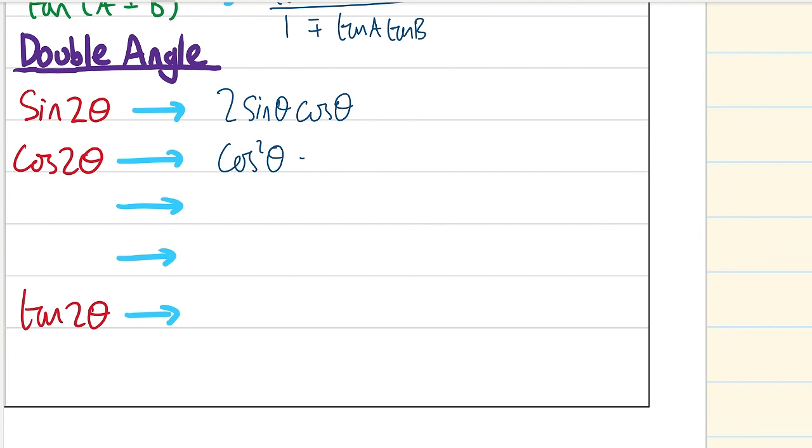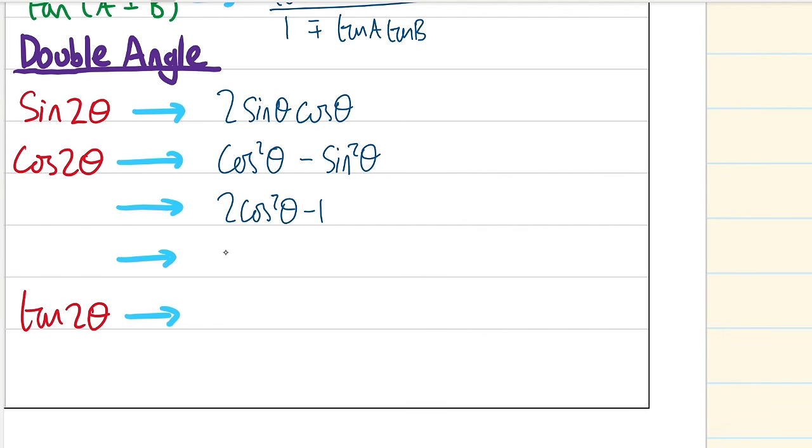uses. The first one is cos squared minus sine squared. We can rearrange this to get 2 cos squared theta minus 1. And we can also rearrange it to get 1 minus 2 sine squared theta. So important you know those off by heart. Tan 2 theta is 2 tan theta over 1 minus tan squared theta.